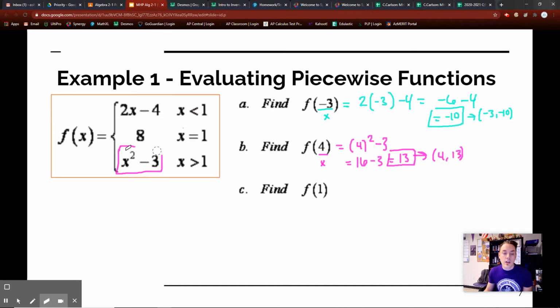There is one piece of this piecewise function that says x equals 1. Remember, this is my x, so it has to be here. Now, you're saying, well, there's nothing to plug in. Okay, then it equals 8. That's it? That's really it?